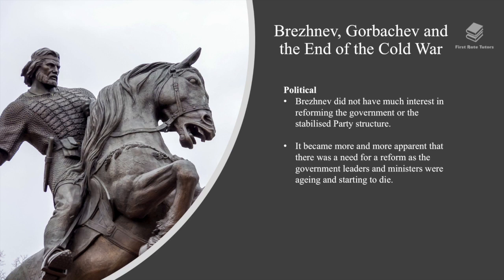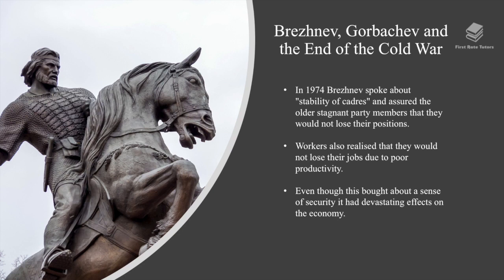Political policies. Brezhnev did not have much interest in reforming the government or the stabilized party structure. It became more and more apparent that there was a need for reform as the government leaders and ministers were aging and starting to die. In 1974, Brezhnev spoke about stability of the cadres and assured the older stagnant party members that they would not lose their positions. Workers also realized that they would not lose their jobs due to poor productivity. Even though this brought about a sense of security, it had devastating effects on the economy.